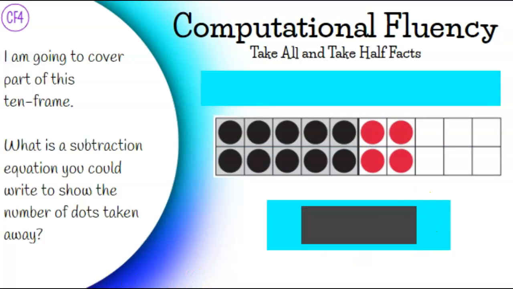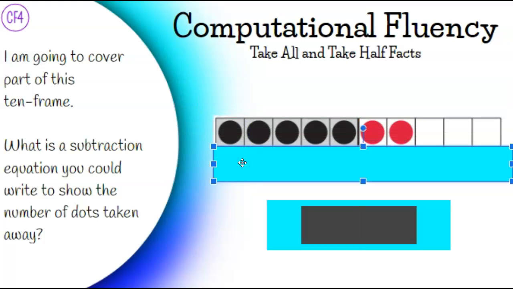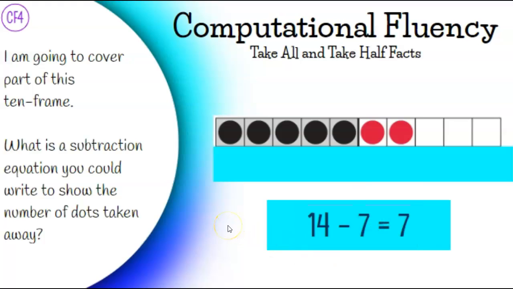All right. I bet that you can do this one now. Quickly count up. How many dots do you see? I'm going to cover half of them. And now I'd like you to write the equation that matches the number of dots taken away. Write that on your whiteboard. All right, what do you think? If you wrote 14 minus 7 equals 7, you've got it.